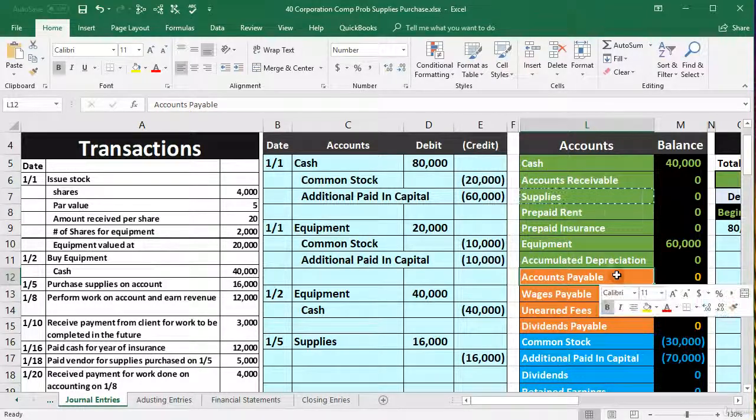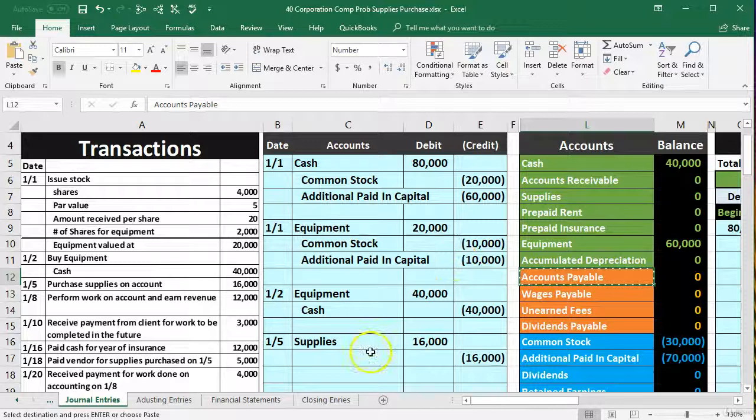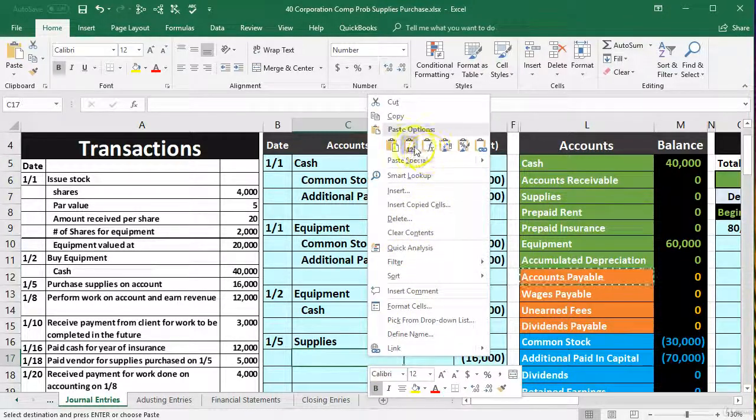This one is a credit balance account. We're going to make it go up by increasing it with a credit. So I'm going to copy that. We're going to put that in cell C17. Right click and paste 1, 2, 3.